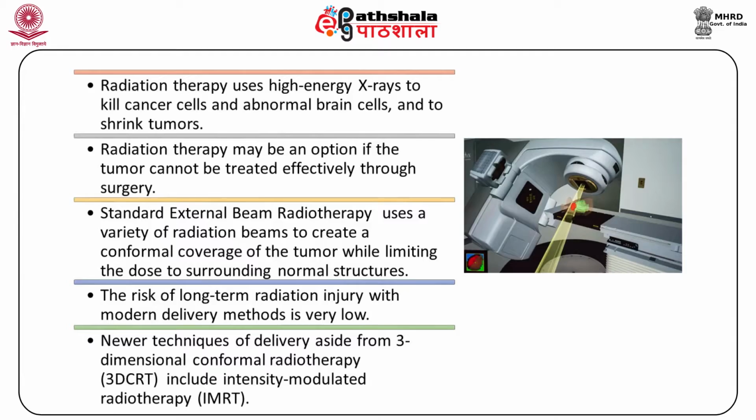Radiation therapy. Radiation therapy uses high energy X-rays to kill cancer cells and abnormal brain cells and to shrink tumors. Radiation therapy may be an option if the tumor cannot be treated effectively through surgery. Standard external beam radiotherapy uses a variety of radiation beams to create conformal coverage of the tumor while limiting the dose to surrounding normal structures. The risk of long-term radiation injury with modern delivery methods is very low.